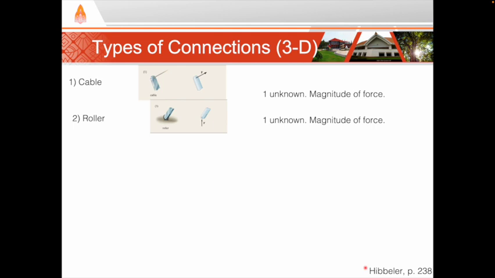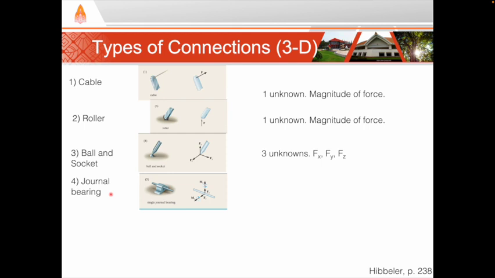Moving on to 3 dimensions, there are 6 types of connections that we will consider in this course. In 3 dimensions, we can again have cables or rollers, and nothing changes about them. There's still one unknown, just the magnitude of the force. However, a new type of connection in 3 dimensions is a ball and socket joint. A ball and socket joint can rotate around in any direction, and so therefore there is no moment. But it can exert forces in any of the x, y, or z directions. And so we have 3 unknowns, which are the forces in those x, y, and z axes directions.